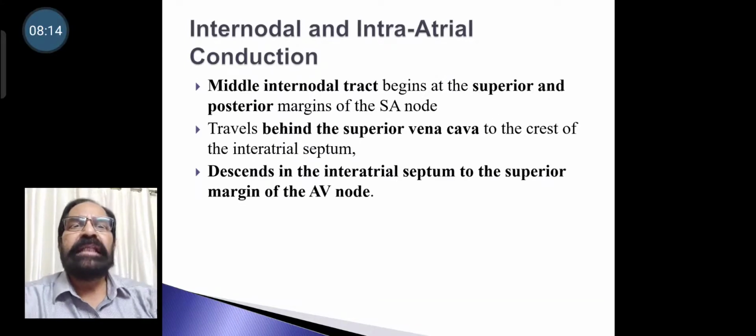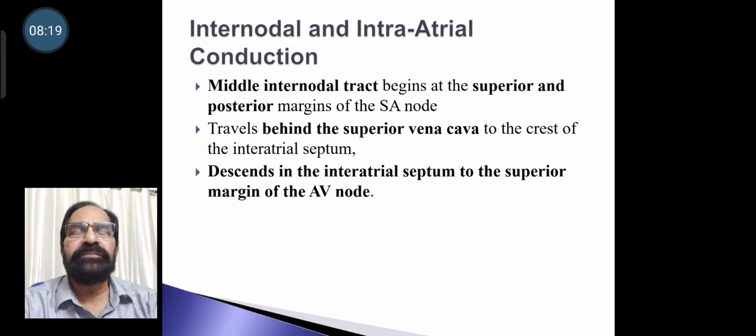Then we go to the middle internodal tract. It begins at the superior and posterior margin of the SA node, travels behind the superior vena cava to the crest of the interatrial septum, and descends in the interatrial septum to the superior margin of the AV node.